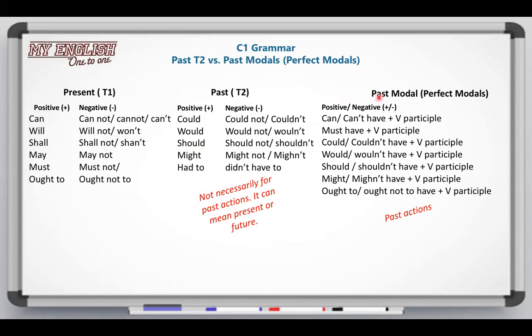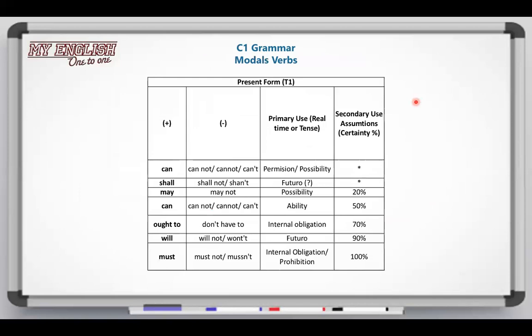And finally, here we have the past modals. This is the form that we use when we mean past actions. So I really want to emphasize the difference between the past form, or T2, versus the past modal. If you want to express a past situation with modal verbs, you have to use the past modal, or perfect modal. Let's just return quickly here.